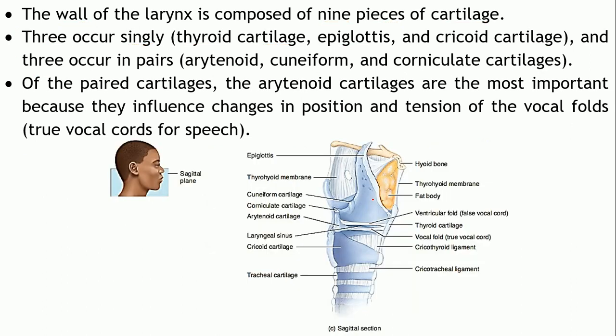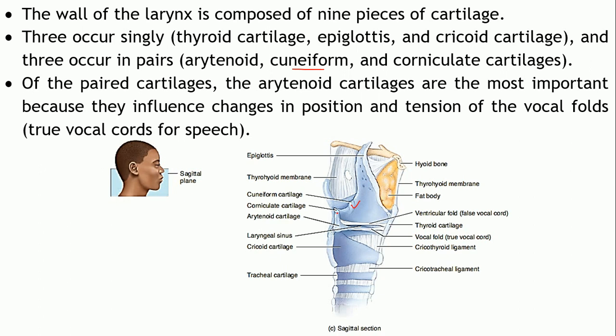And the third type of paired cartilage, that is the cuneiform cartilage. Okay, so that can be seen in the sagittal section. So it's located over here, cuneiform cartilage. So it's located just anterior to the corniculate cartilage.